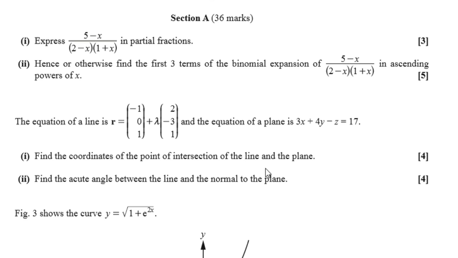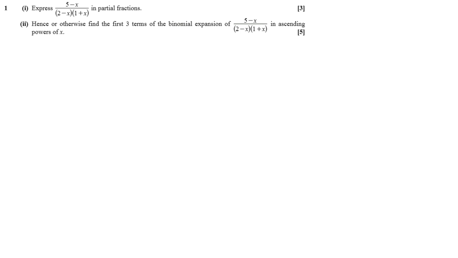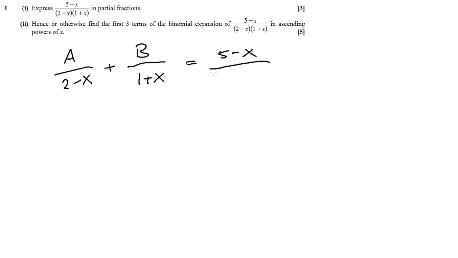Section A. Express (5 minus x) over (2 minus x)(1 plus x) in partial fractions. So actually doing partial fractions isn't that difficult. There is always a certain pattern that you can follow, and this is a very typical one. With two brackets at the bottom, you just state that the partial fraction should be in the form of a over (2 minus x) plus b over (1 plus x), which will equal the given value shown.